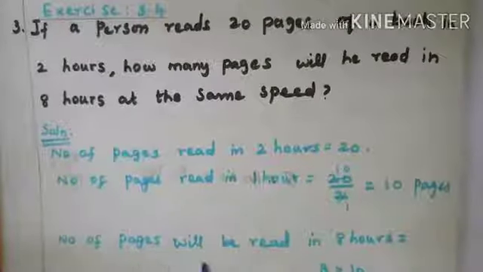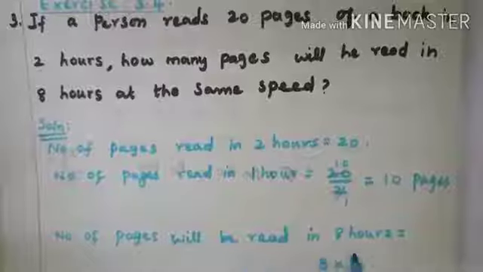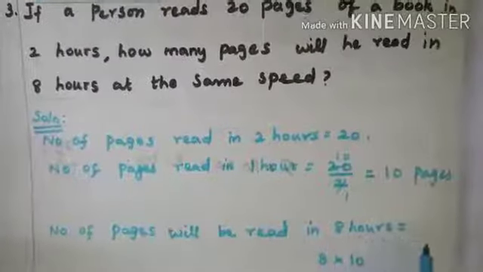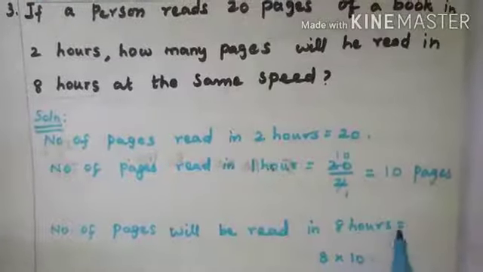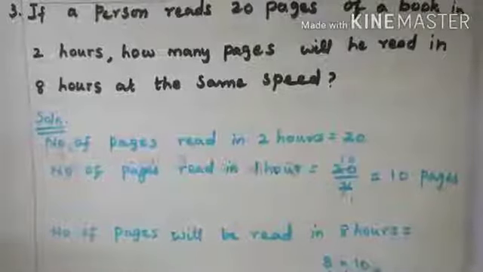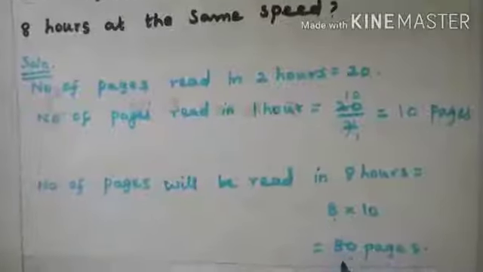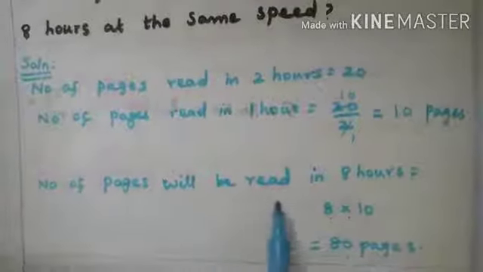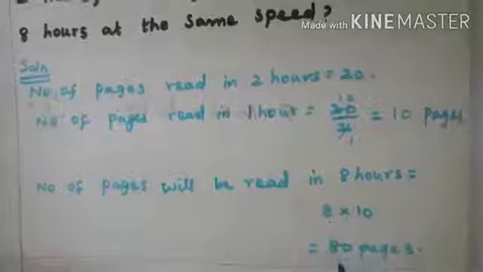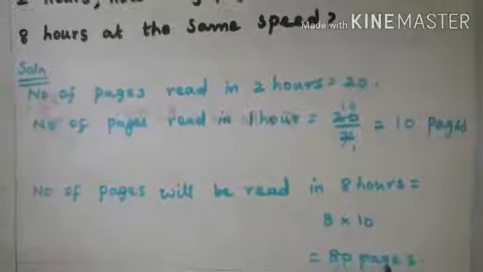Now the number of pages read in 8 hours. So in 8 hours how many pages will he be reading? That is equal to 8 into 10. Therefore that is equal to 80 pages. 8 tens are what? 80. Therefore the number of pages read in 8 hours is equal to 80 pages.